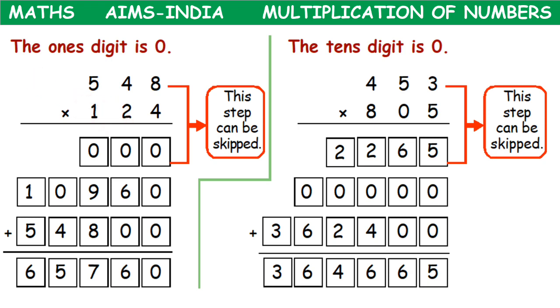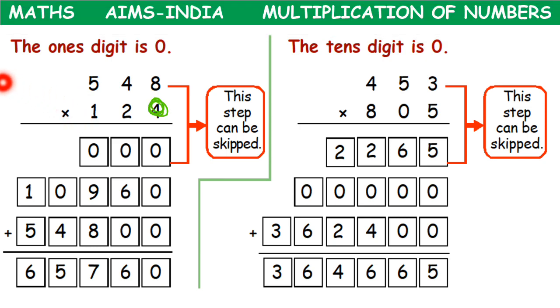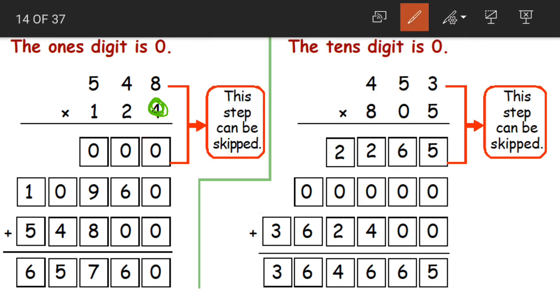First one, 548 into 120. This is 120, children, not 24. The ones digit is 0. Yes. So what can we do here? Now what do we do?